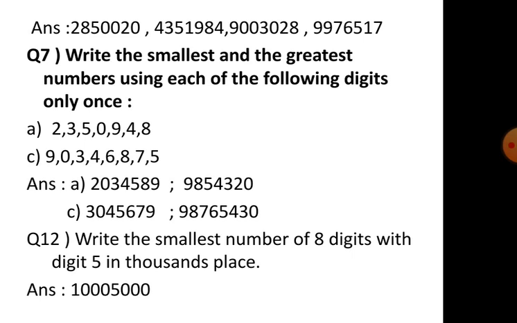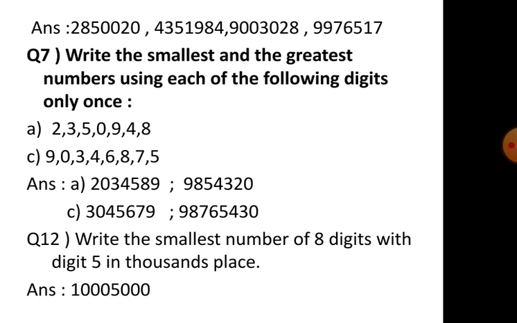Question number 7. Write the smallest and the greatest number using each of the following digits. First A is given: the digits are 2, 3, 5, 0, 9, 4, 8. We cannot start with 0 for the smallest one, so we choose the next smallest, which is 2, and make our number with that. And for the greatest one we start with 9.